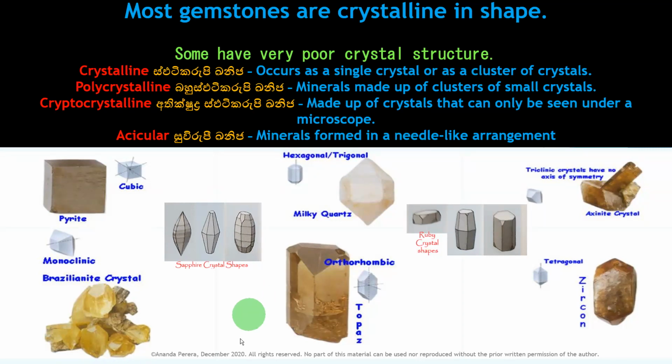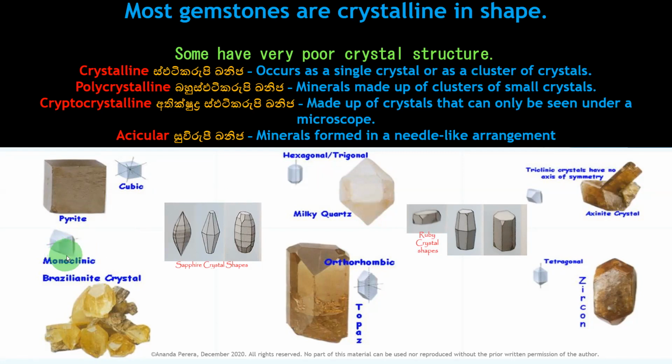Now we are moving to here. This is pyrite mineral. The shape of the crystal is cubic. This is called cubic. This shape, milky quartz and sapphire also come like this. This is milky quartz shape. Bipyramidal. This is hexagonal or trigonal. See this. Now come here. Sapphire crystal shapes are mentioned here. Ruby crystal shapes are also mentioned here. Now we discuss cubic and hexagonal, trigonal.